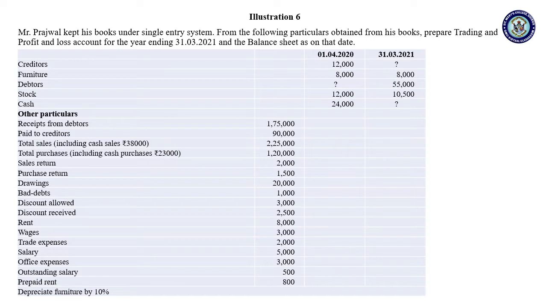Paid to creditors means you are paying cash. So cash goes out, and the creditor is the receiver. So cash account debit to creditors account. Sorry, creditors account debit to cash account, because you are paying the cash.